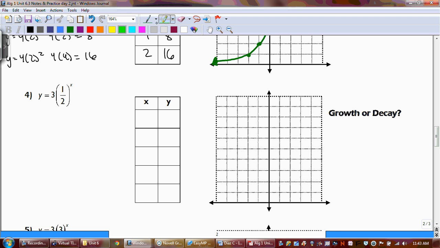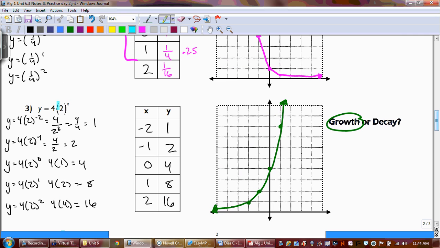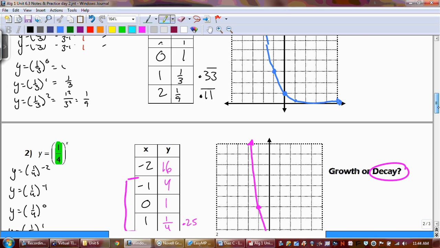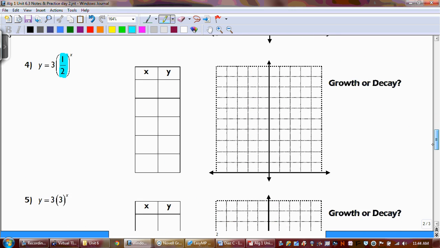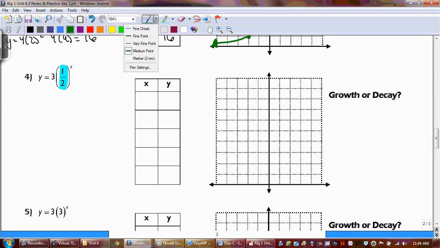Okay, so just remember, looking at your base, it should tell you if it's growth or decay. Did our base for this one tell us that it was? Yeah. Okay, looking at that, it tells you, right? So this one, remember, -2, -1, 0, 1, and 2. Okay, so we'll go ahead and write all of these out.